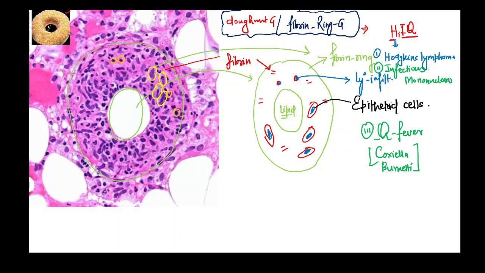So this is the important thing. Now you understood donut granuloma. Donut granuloma is also known as fibrin ring granuloma, and it will be seen in which disorders? High IQ. H for Hodgkin's lymphoma, I for infectious mononucleosis, and Q for Q fever. So this was the simple and sweet donut granuloma we have to remember for the exam.